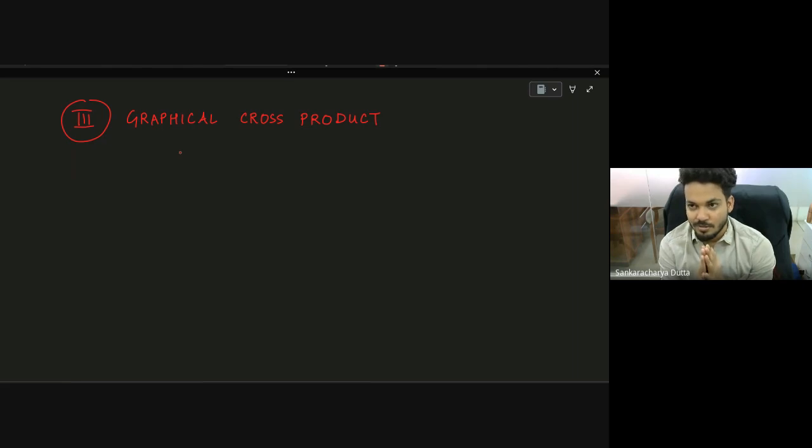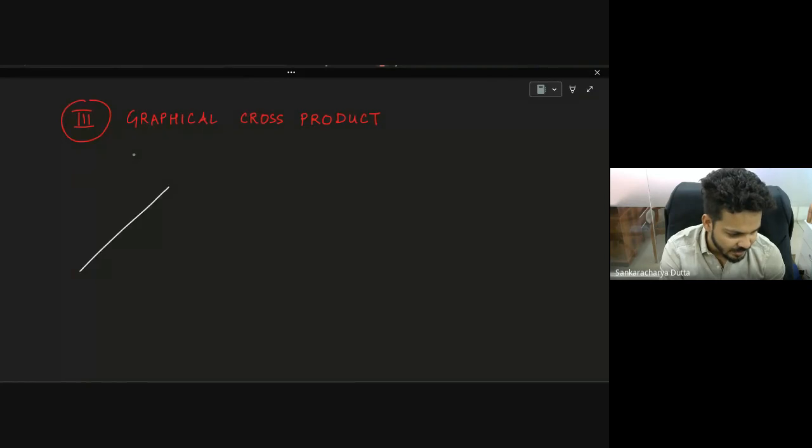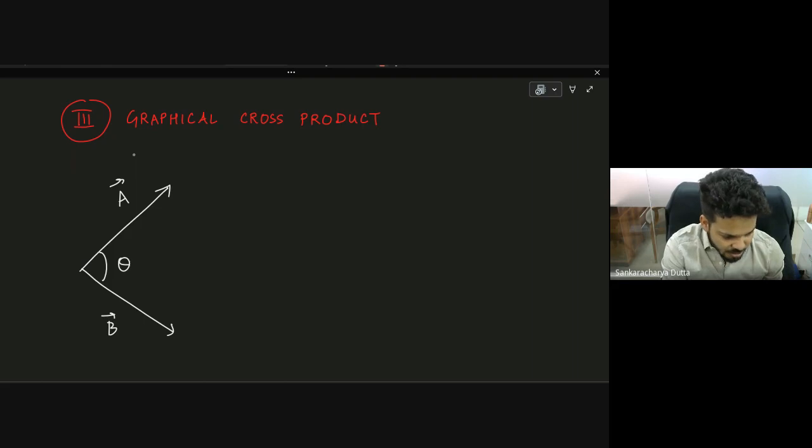So the next best thing that we can do is I need you to focus on my screen as well. Occasionally I'll unpin this presentation and pin my video, and I'll try to use papers and everything to represent what I'm doing here. So in the graphical cross product, we again have two vector quantities. A vector like this, B vector like this, and the angle between them is theta, let's say.